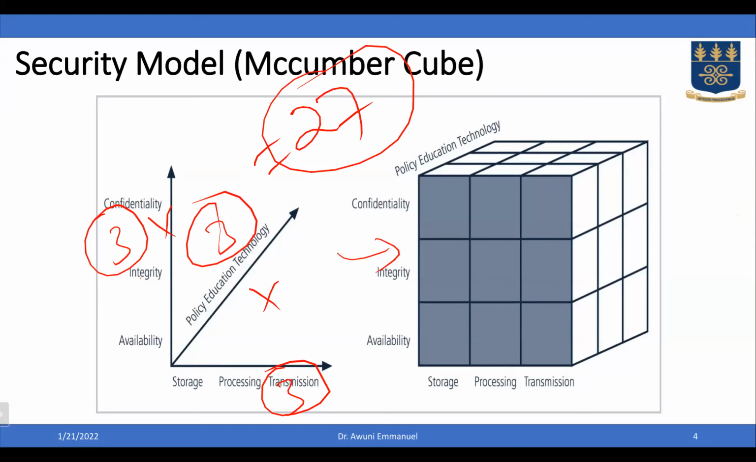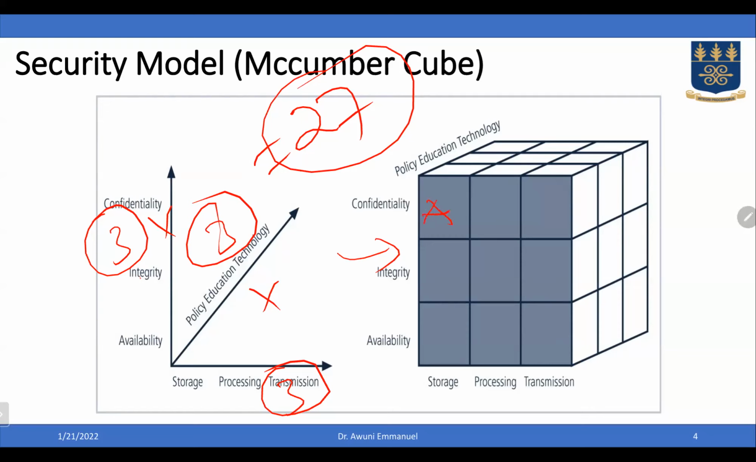And then if you look at the z-axis, we have the policy, education, and technology. Now, if you look at this cube, what it means is that it gives a complete overview of how security gaps can be identified and how you address those gaps. Now, let's look at this cube.